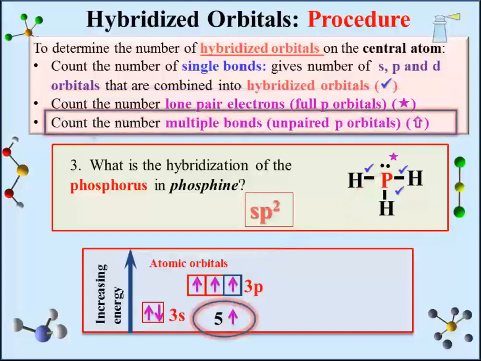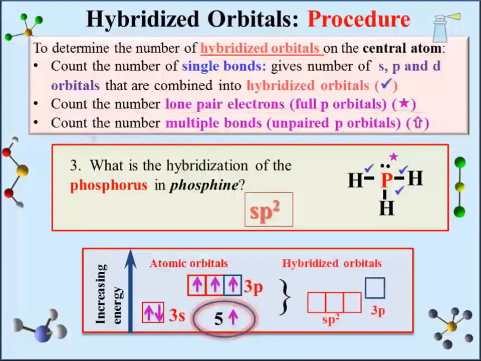Finishing off the counting, does phosphorus have any multiple bonds? No, it doesn't. On to hybridizing 1 s and 2 p's to give 3 equal energy sp2 orbitals and 1 unchanged p orbital. Assign 3 of the 5 electrons, 1 each, to the 3 sp2 orbitals, and put the remaining 2 in the p orbital as paired electrons. This arrangement allows phosphorus to make 3 sigma bonds and have 1 lone pair. It is the hybridized electronic configuration that allows phosphorus to have the bonding pattern in phosphine.